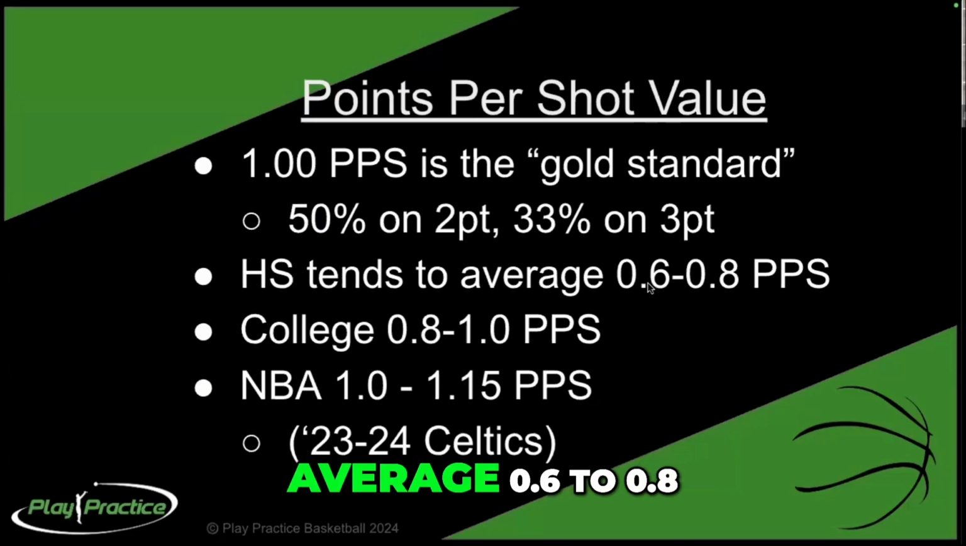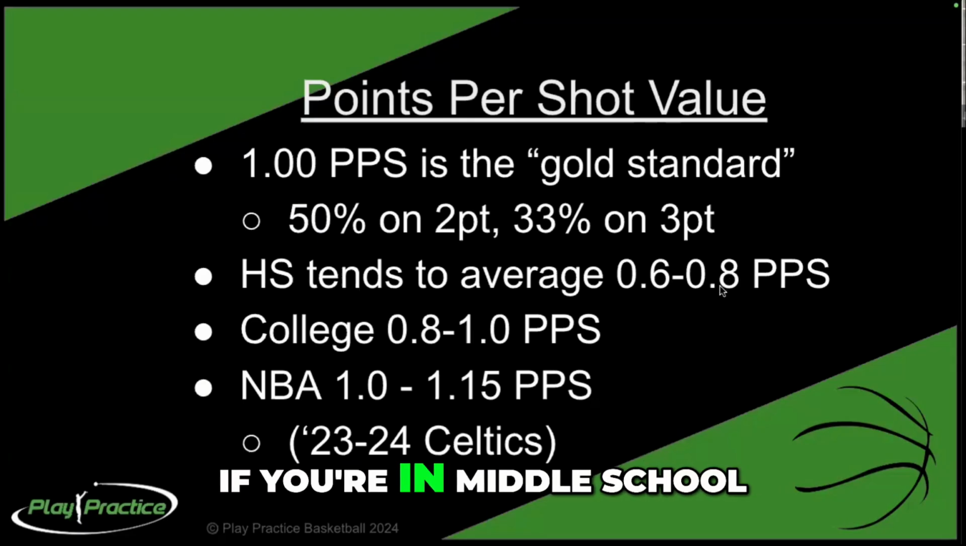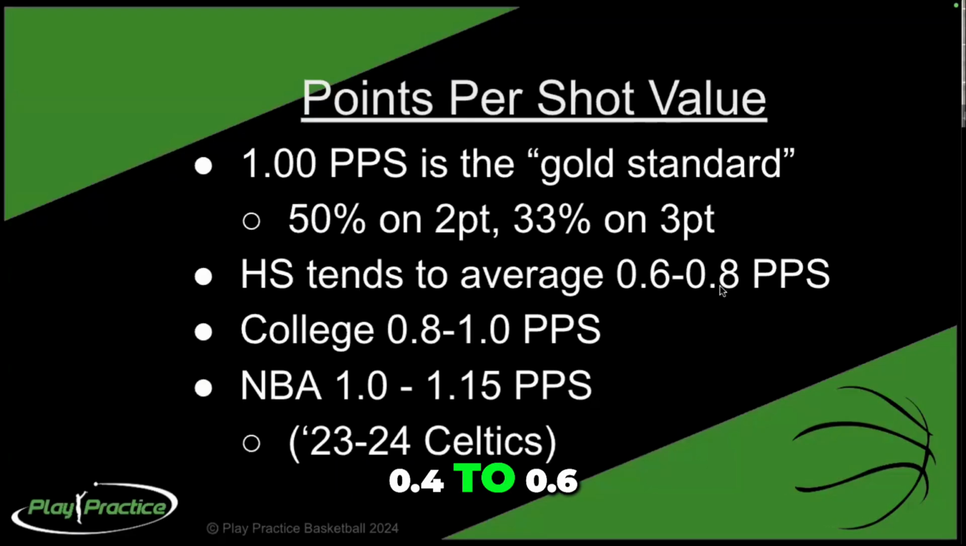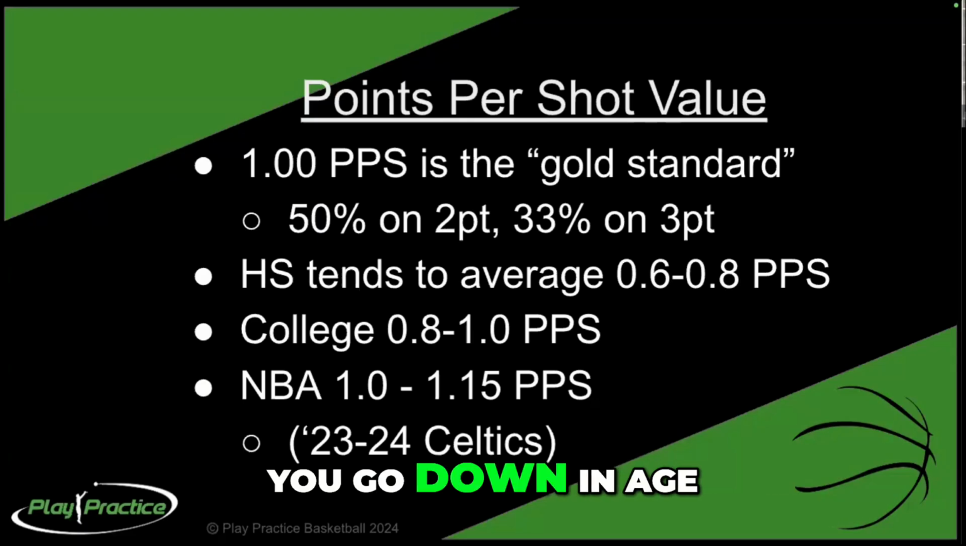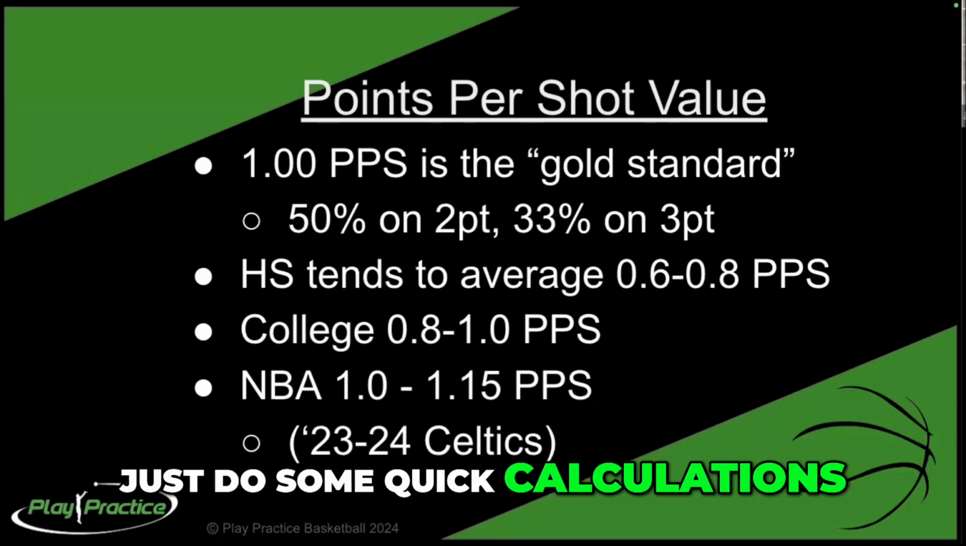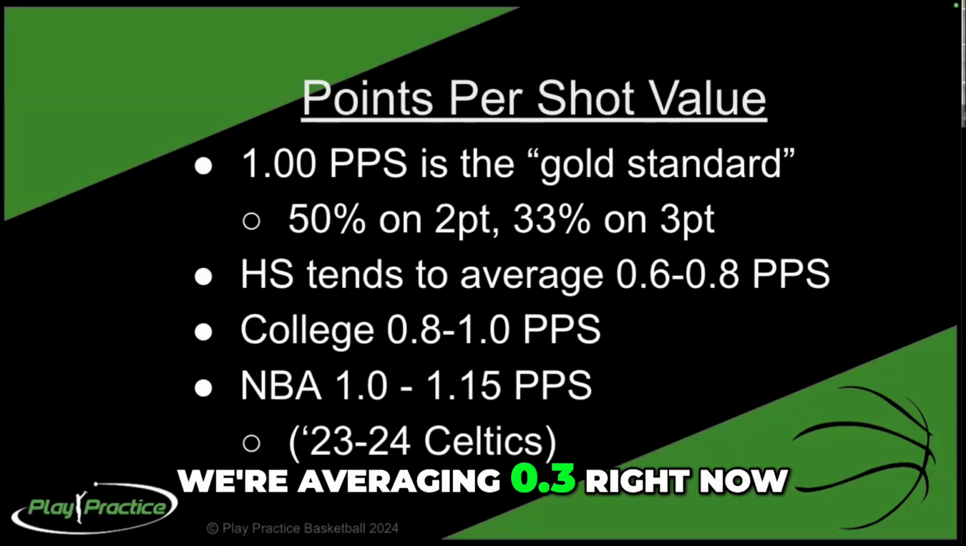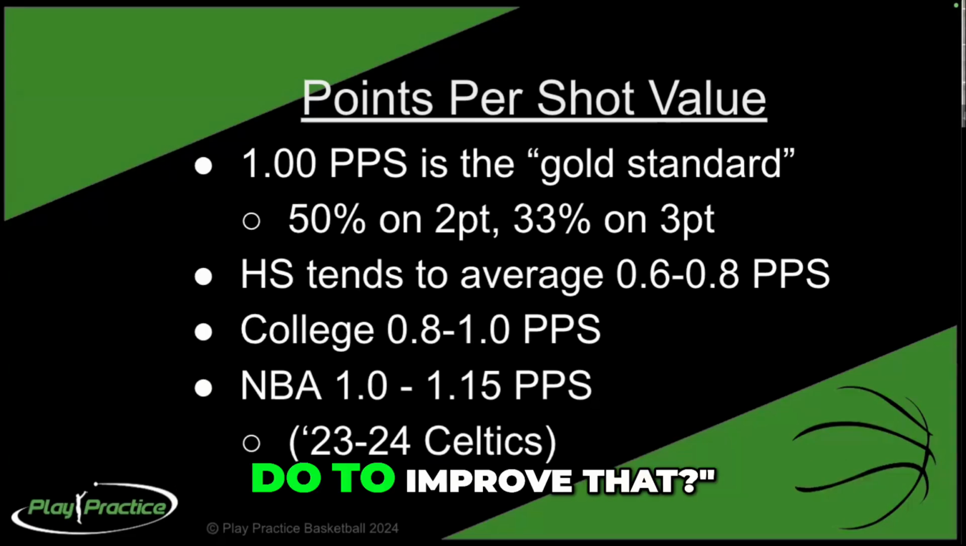High school tends to average 0.6 to 0.8. If you're in middle school, it might be like 0.4 to 0.6, and it might go down from there as you go down in age. But you can really take a game or a 5 game series and just do some quick calculations and say, okay, hey, we're averaging 0.3 right now, and what can we do to improve that?